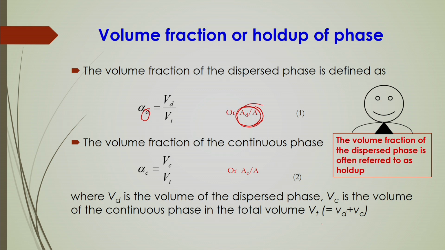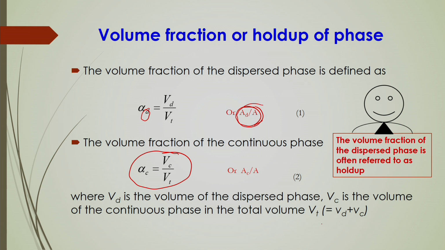And the volume fraction of the continuous phase, of course, if it is a binary system, will be the remaining portion. So, that volume fraction of the continuous phase can be defined as the volume of that continuous phase out of the total volume of discrete and continuous phase. So, it will be defined as alpha c is equal to V c by V t, where V c is the volume of the continuous phase and V t is the total volume of the continuous and discrete phase.